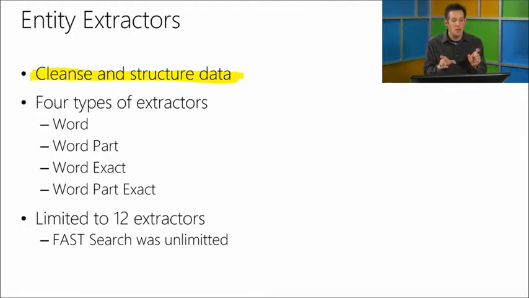and converts it to what the real value is. You can do this by looking for just certain words or word parts, which would be case and accent insensitive. Or if you want it to be exact, you can use word exact, which is the entire word, or word part exact, which could be part of the word, but the casing and everything else must be identical. Now, you are limited to 12 extractors. FAST Search had unlimited. You are now limited to 12.